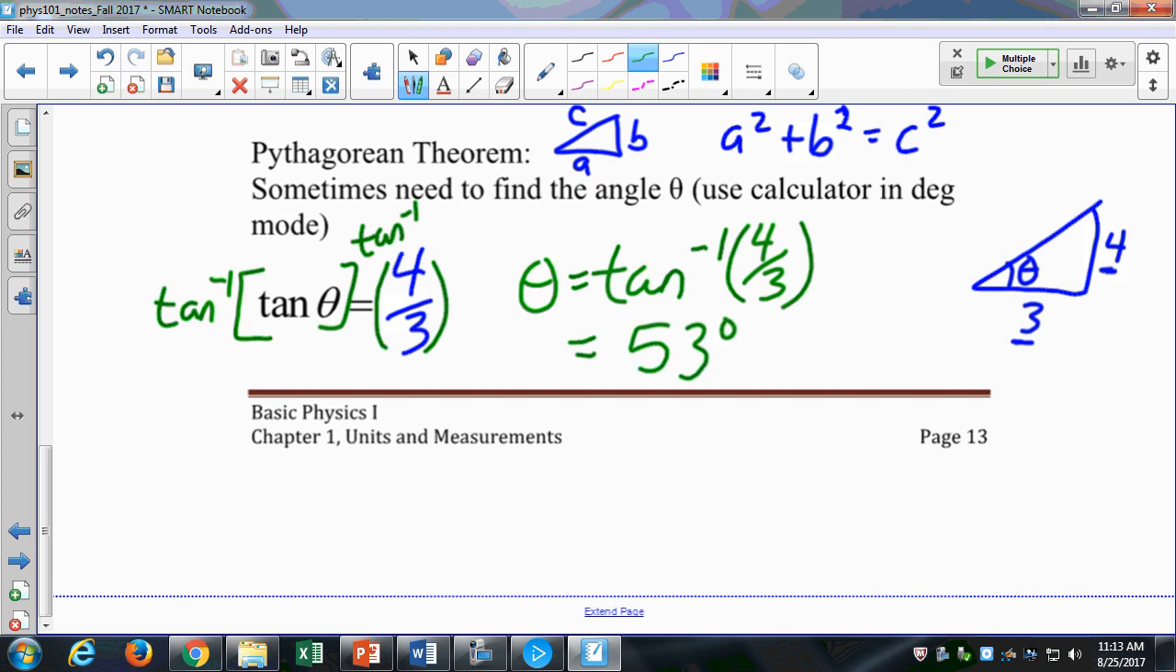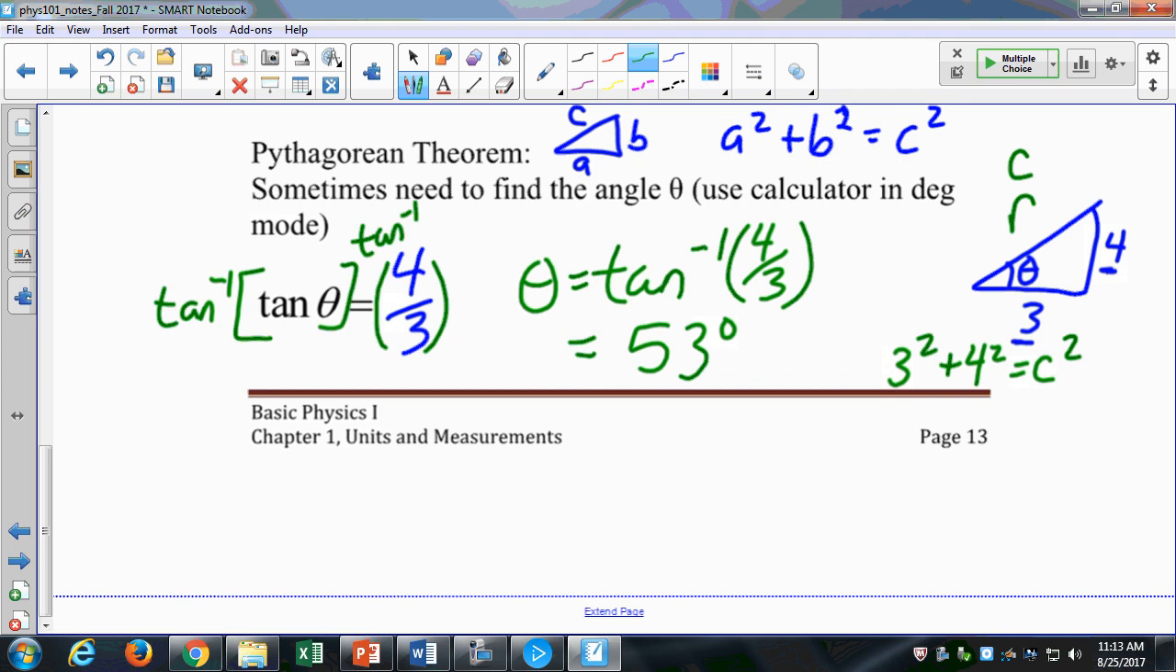And by the way, if we wanted to know what the hypotenuse is, that value for r, or sometimes we call it c, then we would say a squared plus b squared equals c squared. 3 squared plus 4 squared equals c squared. This is 9 plus 16 is 25. And then you square root both sides, and you get c is equal to 5.